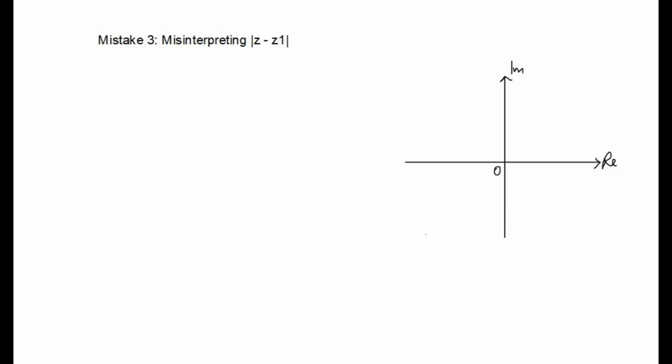The third mistake that students make is misinterpreting modulus of z minus z1. Modulus of z minus z1 appears very often in your Argand diagram questions, and it represents the distance of z from a known point z1. z is an unknown point and z1 is a known point. Now the first mistake that students make here is identifying z1 incorrectly.